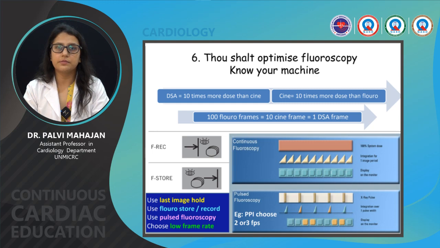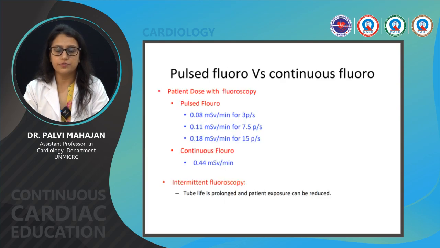Cine is 10 times more dose exposure than fluoro, and 100 fluoro frames is equivalent to 10 cine frames, equivalent to 1 DSA frame. So use last image hold, use fluorostore, use pulse fluoroscopy, use low frame rate. Pulse fluoro versus continuous fluoro.